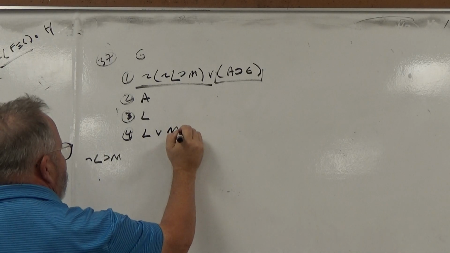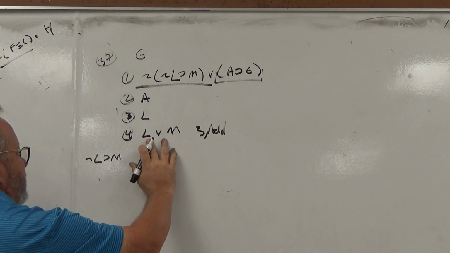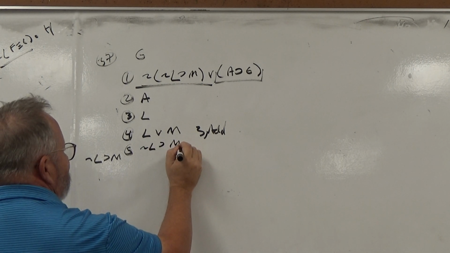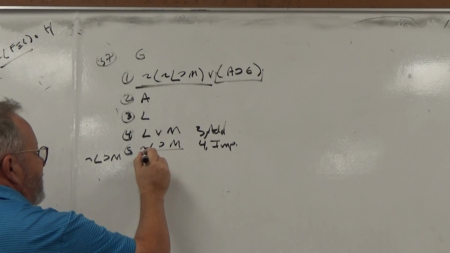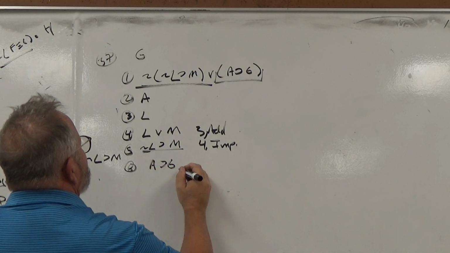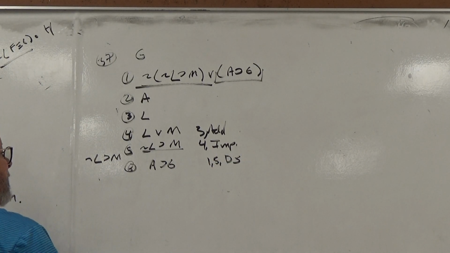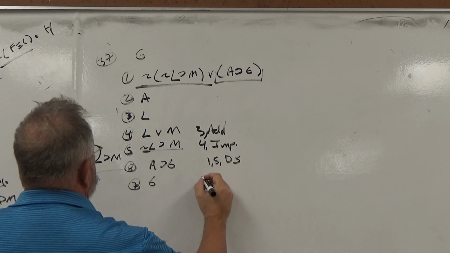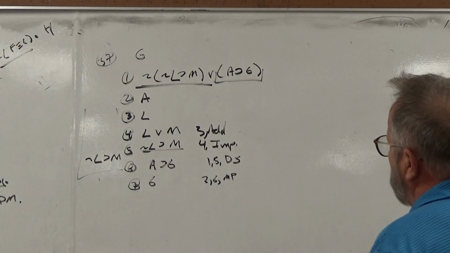So I think I can do this. L or M from 3 by addition, okay? Now what I'm going to do is I'm going to convert this or to a then, and when I do, the L becomes a not L, then M. That's from 4 by implication, or material implication. Now, this is the opposite of this disjunct, so I can get A then G, and that's from 1 and 5, disjunctive syllogism. And now I can just do a simple modus ponens to get G, and that's 2, 6 modus ponens.